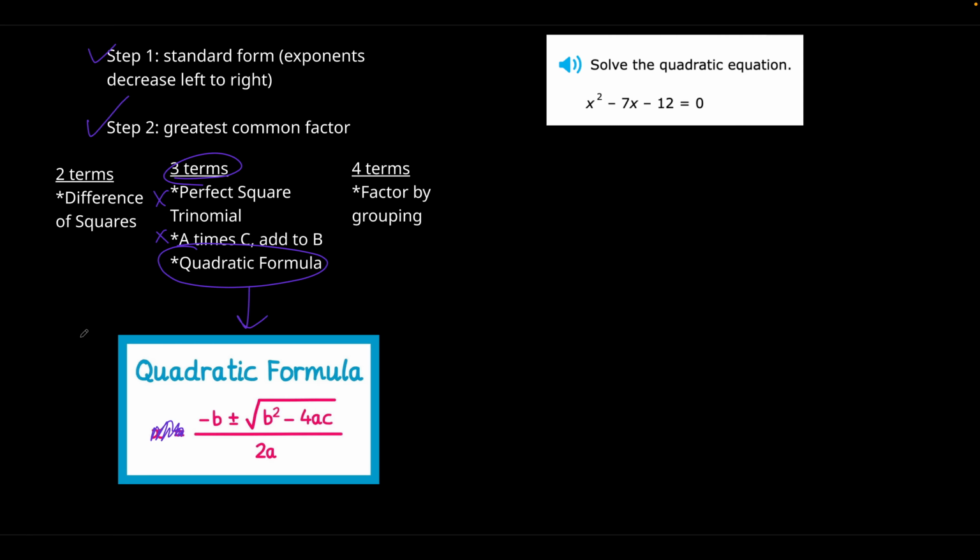Now, you'll notice the quadratic formula has lots of A's, B's, and C's. And so we have been finding A, B, and C a bunch. Should feel comfortable with that. A equals 1, B equals negative 7, C equals negative 12.